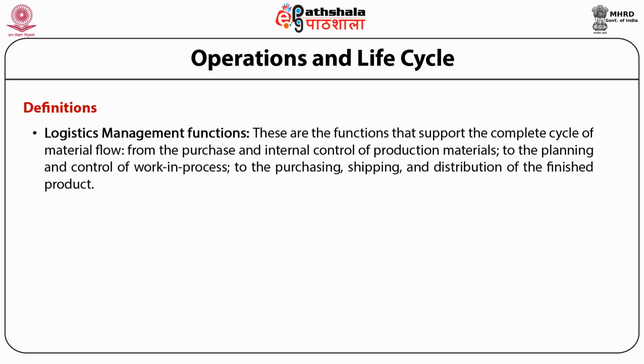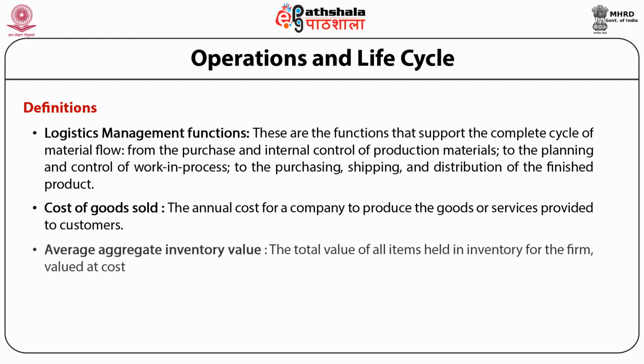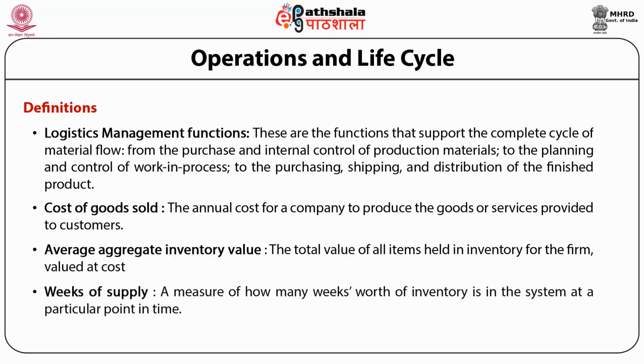Logistic management function. These are the functions that support the complete cycle of material flow from the purchase and internal control of production material to the planning control of work in progress to the purchasing, shipping, and distribution of the finished product. Next definition is of cost of goods sold. The annual cost of a company to produce the goods or services provided to customer is the cost of goods sold. Now let us understand average aggregate inventory value. The total value of all items held in inventory for the firm valued at the cost is called average aggregate inventory value. Next terminology is weeks of supply, a measurement on how many weeks worth of inventory is in the system at a particular point of time.